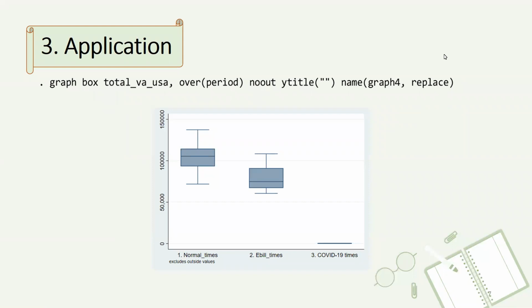So first we can plot a box plot by typing graph box. Box is the graph type, and then the variable of interest. Right now we're interested in the total VA USA variable. And after the comma, we are going to specify over period. So this is going to let Stata know that we're going to group the data by period 1, period 2, and period 3. So here we can see the box for period 3, COVID time, shrinks into a line. That means the data spread is not as wide as the other two periods, and the visitor number really dropped a lot when COVID hit us.